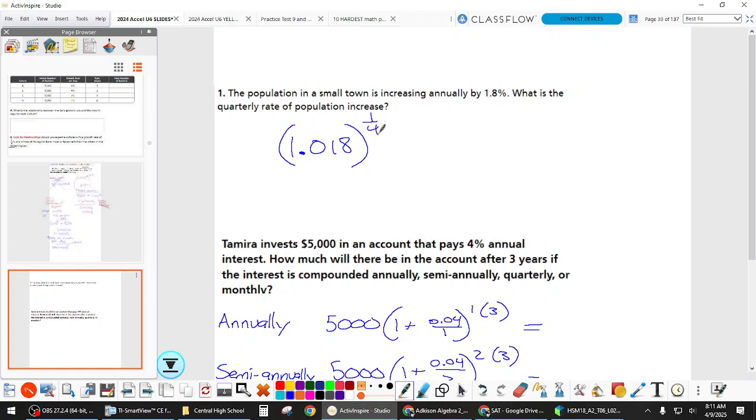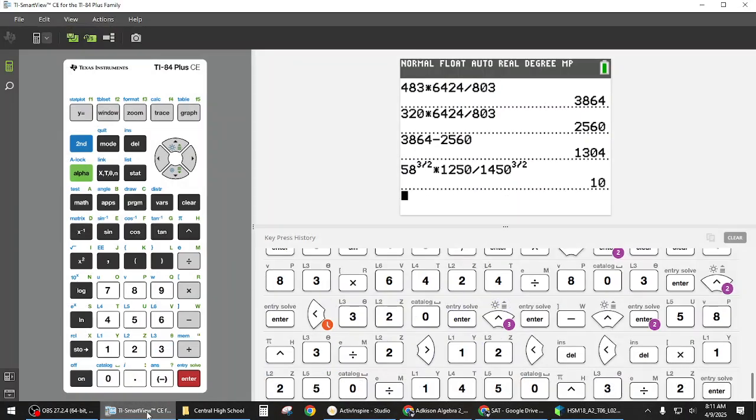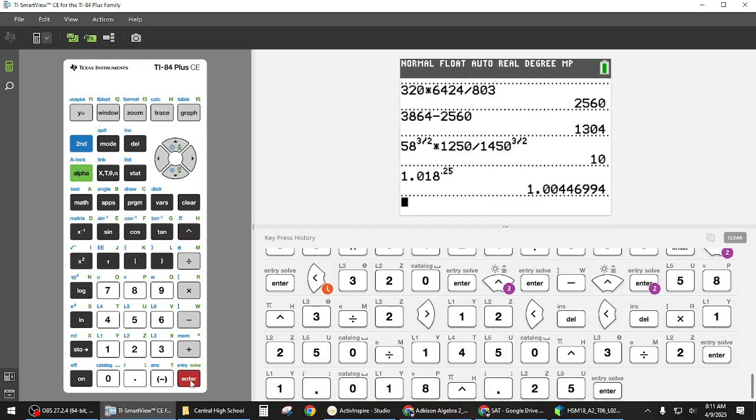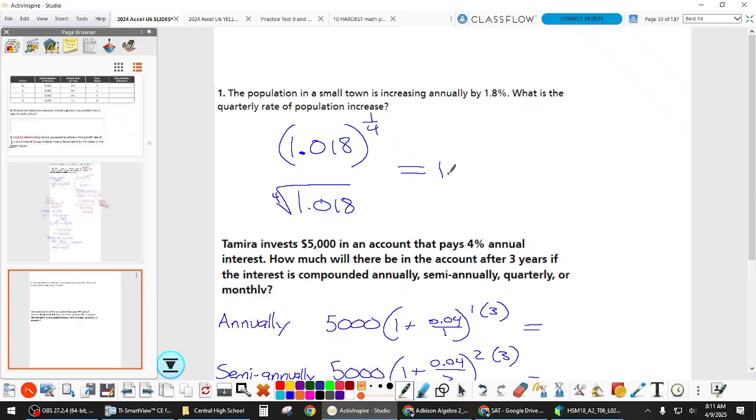Yep. Or again, I don't want to keep saying this too many times, but just take a poll. How many of you are doing the rational exponent? How many of you are doing the radical? Okay. Well, either one. What'd you get? 0.44%. Okay, so we get 1.0045. I'm going to write it that way.